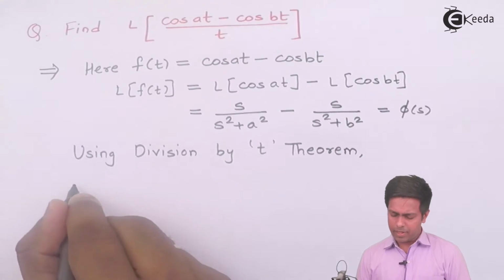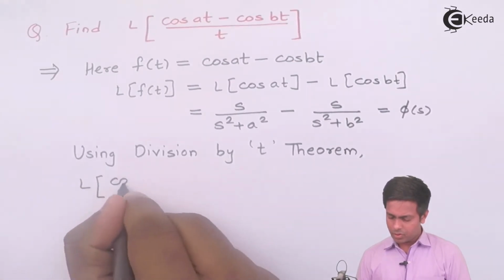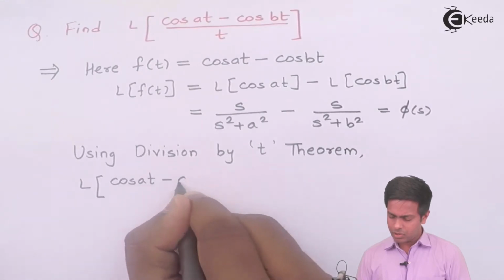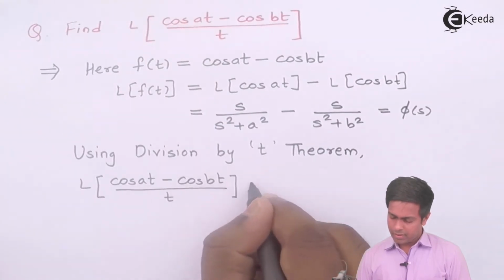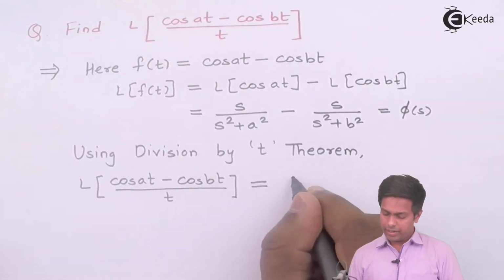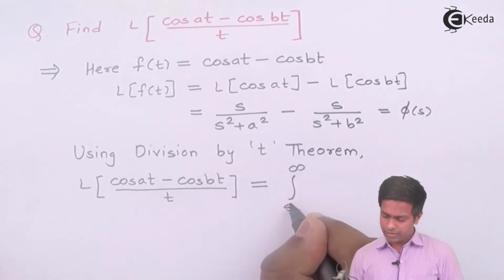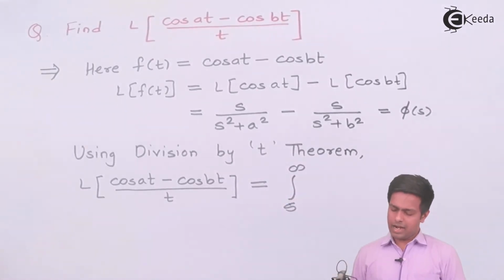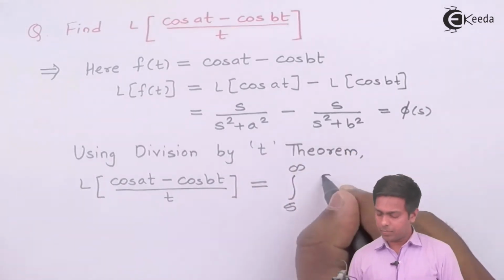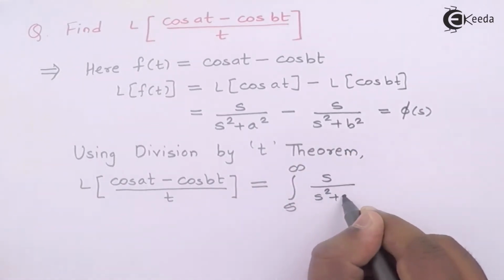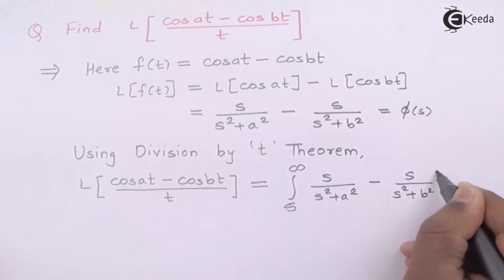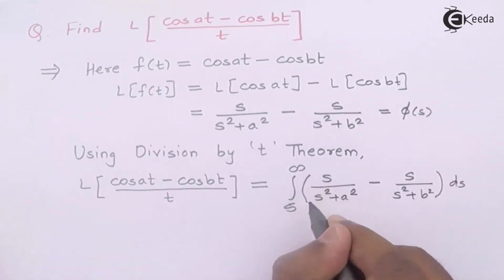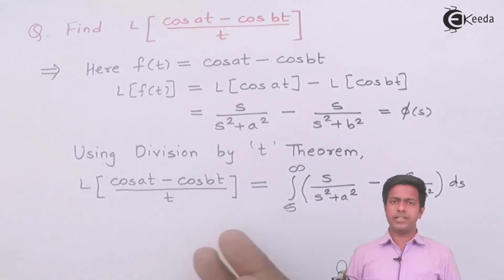So now I'll say, using the division by t theorem, we will get Laplace of cos of at minus cos of bt upon t equal to integration from s to infinity of phi of s, that is, s upon s square plus a square minus s upon s square plus b square, into ds. So now we just have to integrate these terms, substitute the upper and lower limits and get the answer.